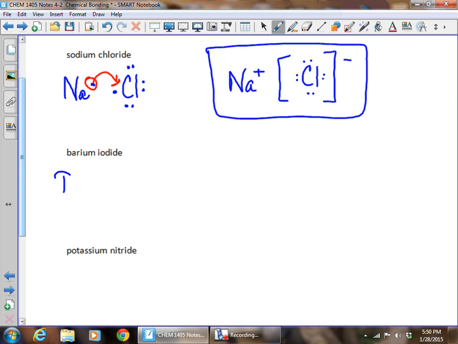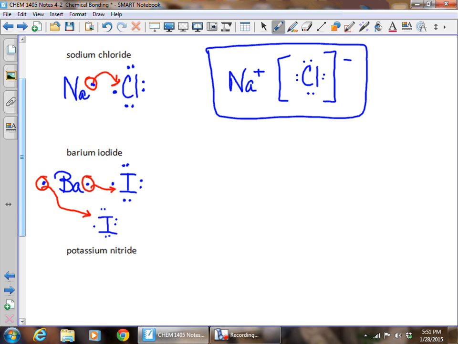Barium iodide, on the other hand. Barium's in group 2A, so it's going to look like this. Iodide is the ion name for iodine, and iodine's in group 7A, and it's going to look like this. So barium wants to give an electron away, and iodine has enough room to take one, but that's all the room it has. So what are we going to need? We're going to need another iodine. So draw in another iodine to show a place for the other electron from barium to go.